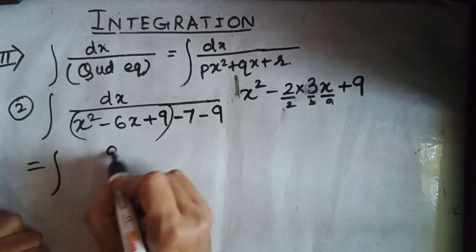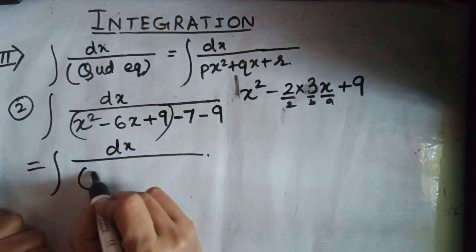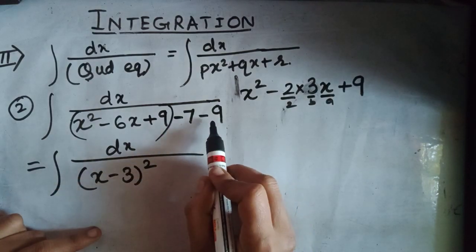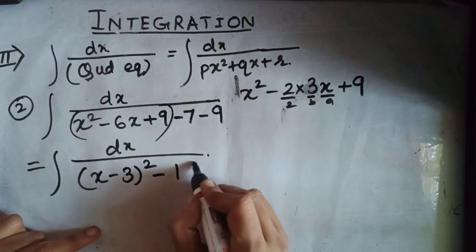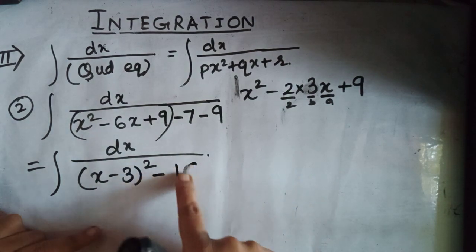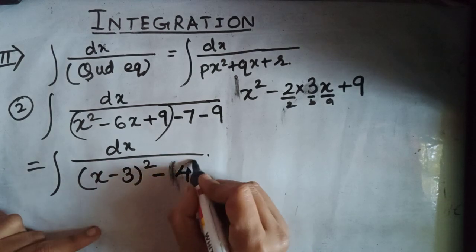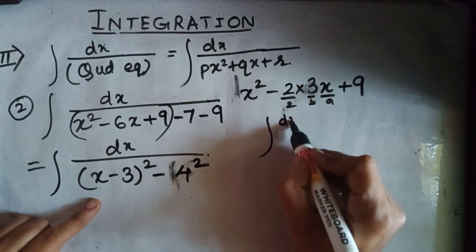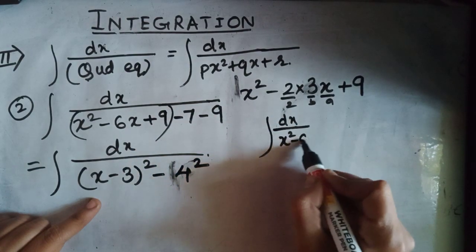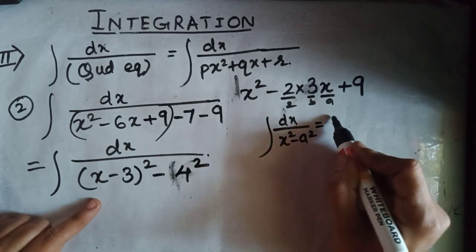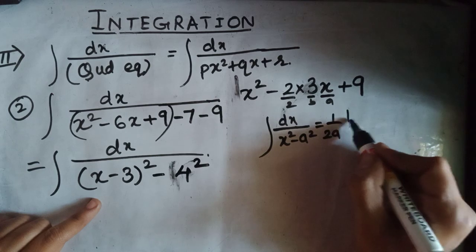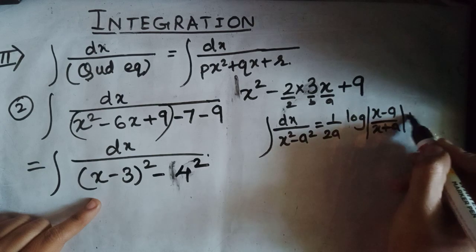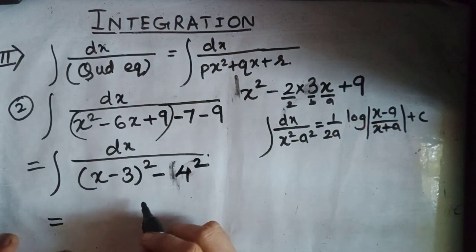So let's write it in that form. So this will be (x minus 3) the whole square, and this is your minus 7 minus 9, which is minus 16, and 16 is square of 4, so you have to write here 4 square. So this is in the form integral dx over x square minus a square. So the formula for this is 1 upon 2a log of (x minus a) upon (x plus a) plus c. So we'll apply that standard result.